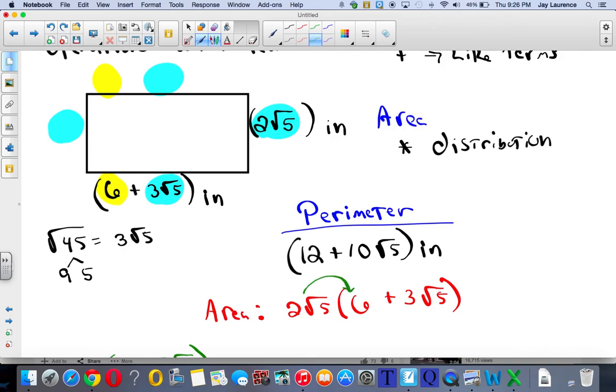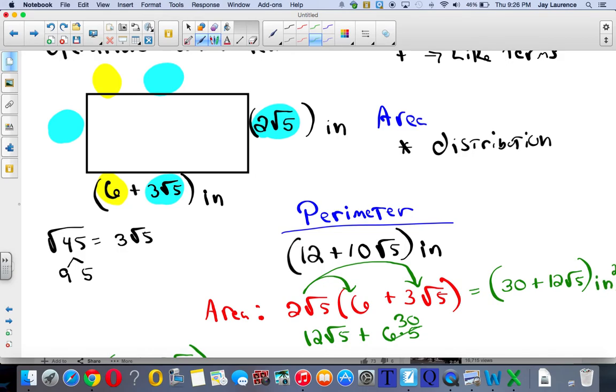And I've got 2 rad 5 times 6, which would be 12 rad 5. Here, I have 2 times 3, which is 6. But I have rad 5 times rad 5, which is 5. And 6 times 5 is 30. So the area is going to end up being 30. Always write the rational number first, plus 12 rad 5. And then since we're doing area, it's inches times inches, so I'll be in inches squared. Okay? When I multiply the coefficients, then I multiply the rads, and then I simplify if possible.